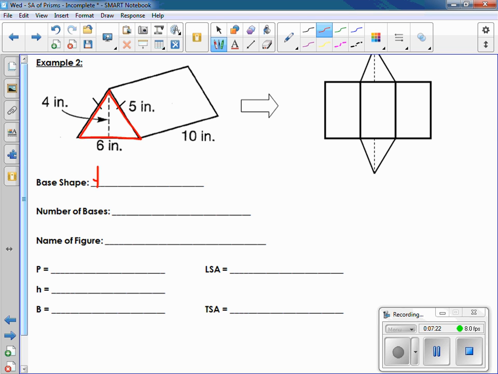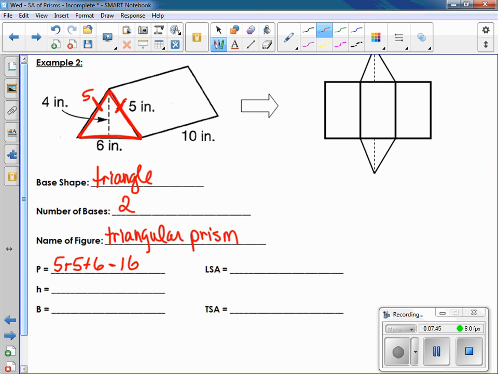So it is a triangle. I have 2 of them, which makes this a triangular prism. So how do I find perimeter? Well, I add up all the sides. So it told me tick, tick. That means these are the same. So 5 and 5 and 6. That's 16.